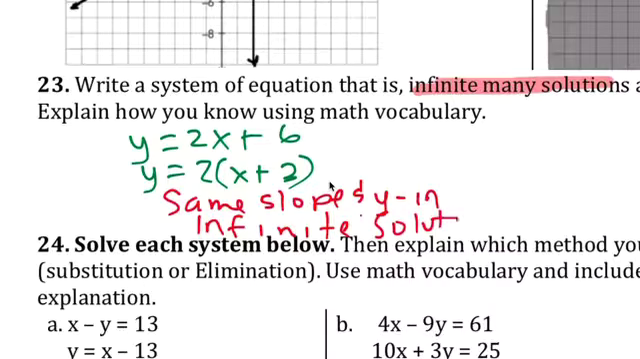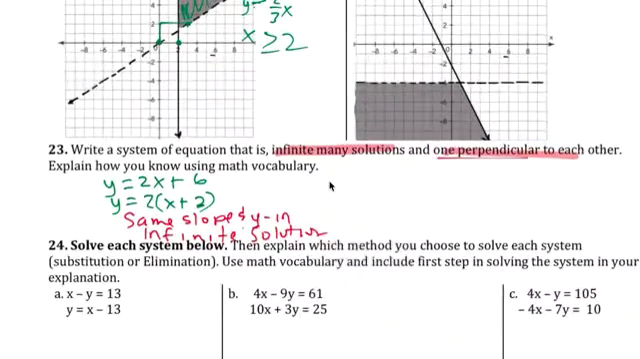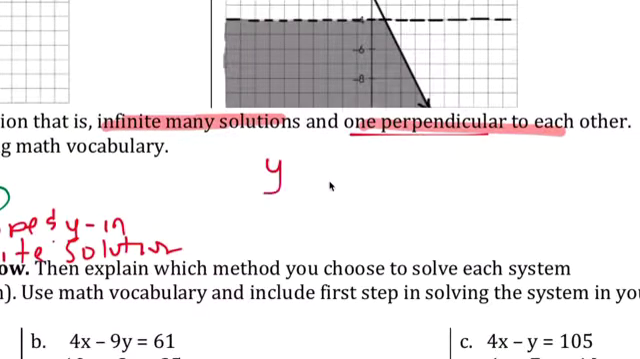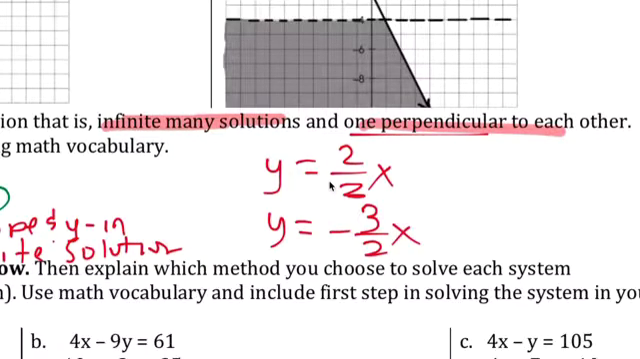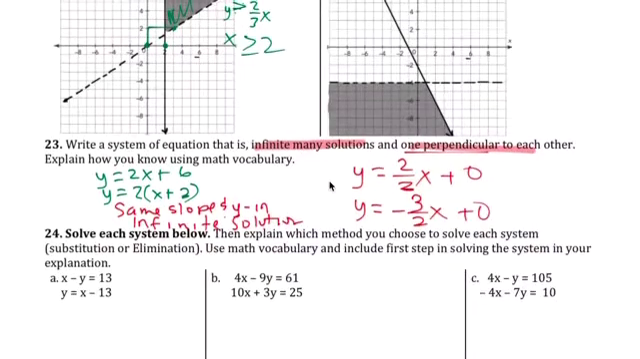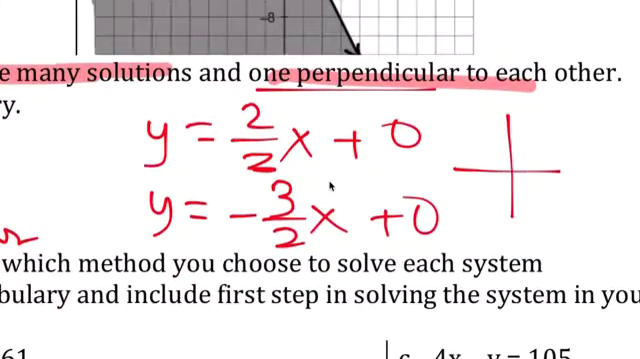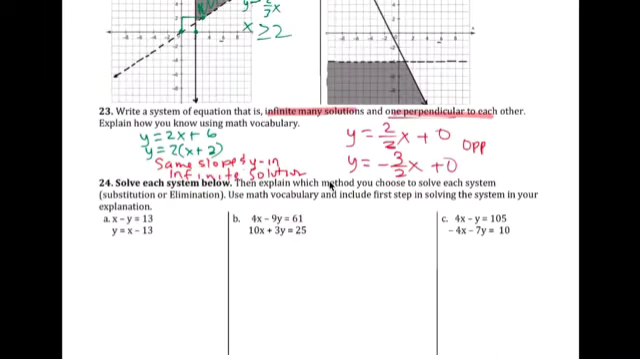And then the other one, perpendicular, opposite and reciprocal slope. y equals, say, 2 over 3x. Perpendicular would be y equals negative 3 over 2x. Opposite and reciprocal slope, doesn't matter what the y-intercept is. As long as they both can be 0. It will be perpendicular. When you graph the line, the 2 lines will make 90 degrees. This is opposite and reciprocal slope. Write that down for perpendicular.